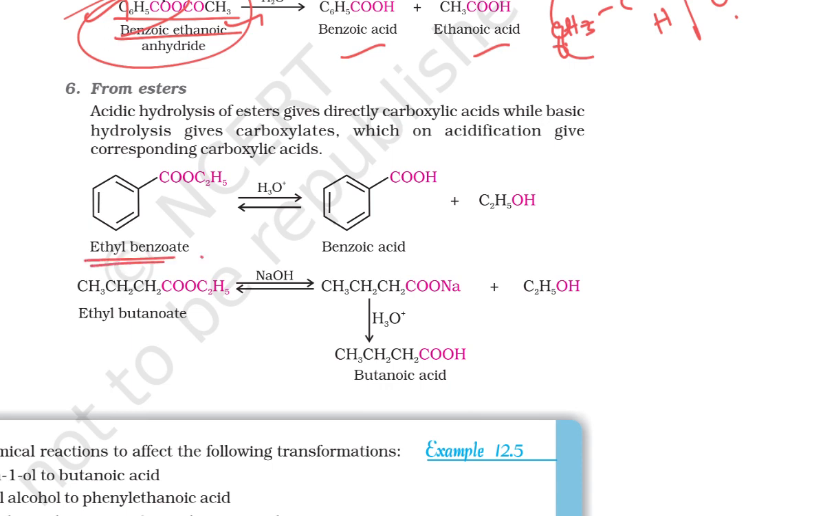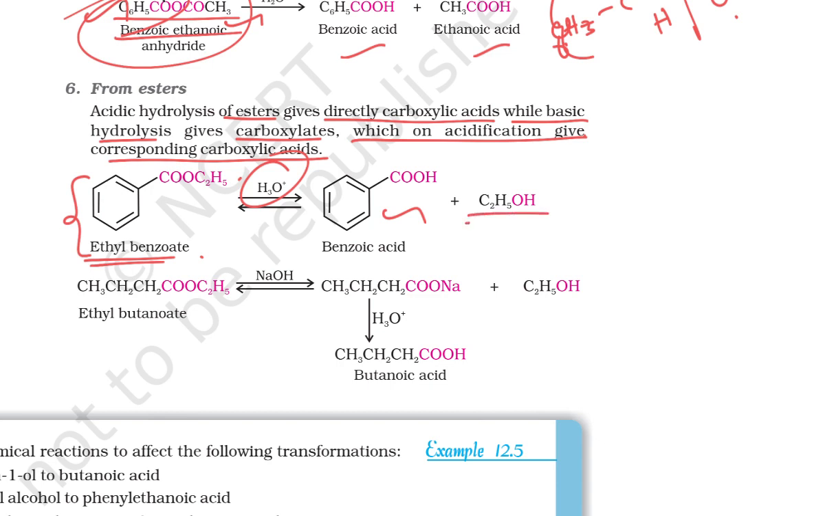So acid hydrolysis of an ester gives the carboxylic acid directly, while basic hydrolysis gives the carboxylate, and acidification then gives the corresponding carboxylic acid. So ethyl benzoate, in the presence of H3O+, gives rise to benzoic acid and ethanol. Again, this is also ethyl butanoate, right?